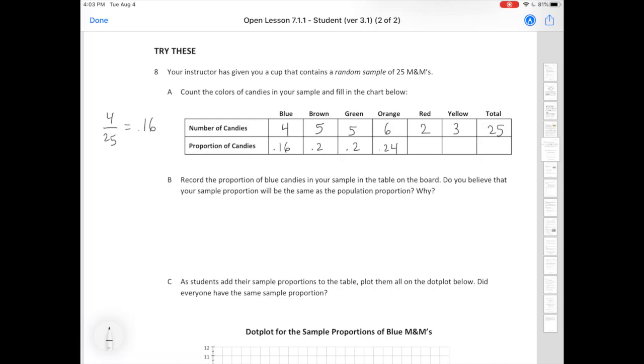2 divided by 25, I get 0.08. 3 divided by 0.25, I get 0.12. And if you add up all of those numbers we got on the bottom, we add up to 1. And that makes sense because that gives us 100%, right? That's everything.